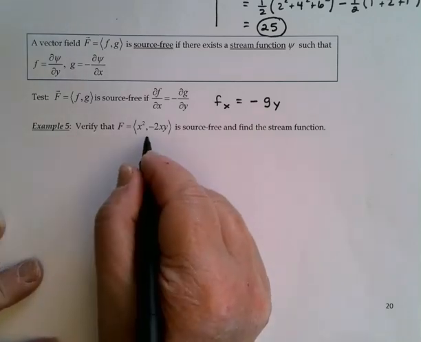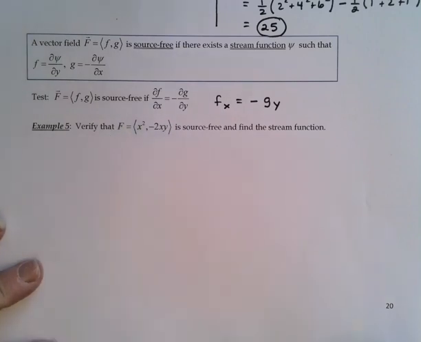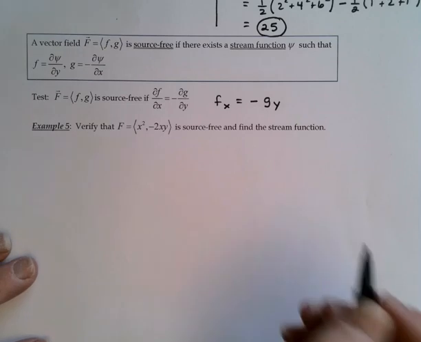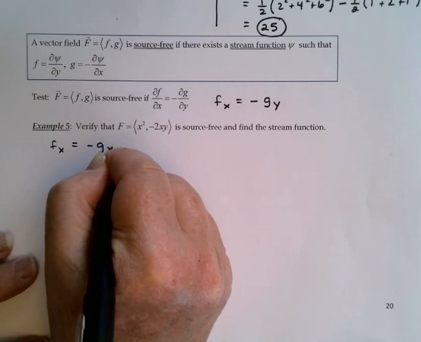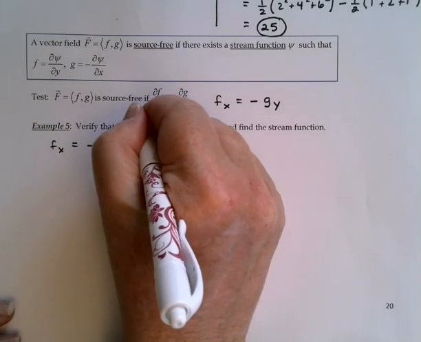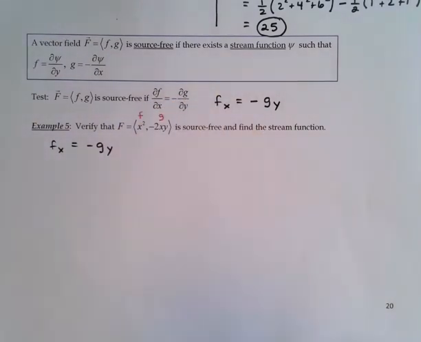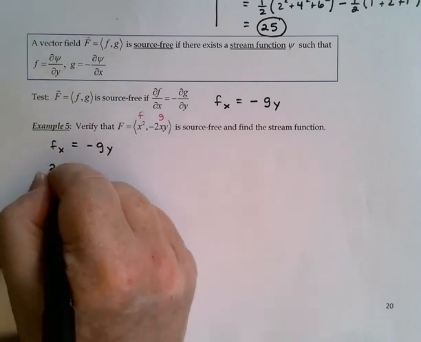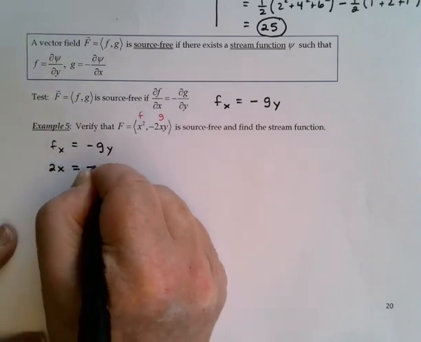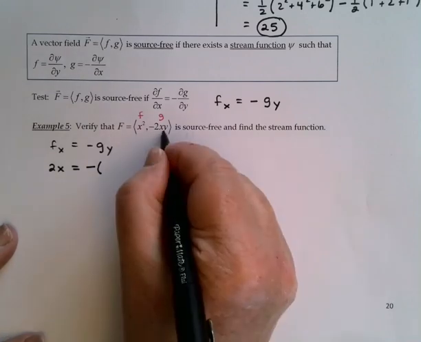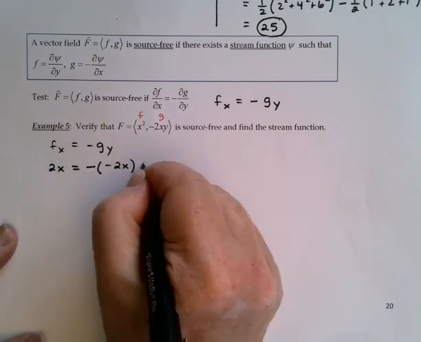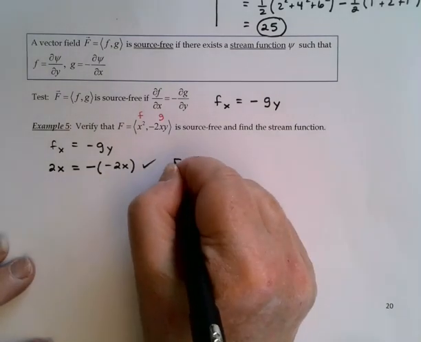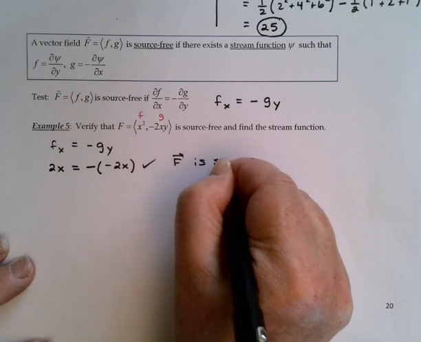All right, so we're going to verify in example 5 that this is a source-free vector field, and then we'll find that stream function phi. So first of all, the test. F sub x has to equal minus g sub y. Here's my f and my g. So f sub x is 2x. That has to equal minus, and g sub y is negative 2x. And of course that's true. So our vector field F is source-free.